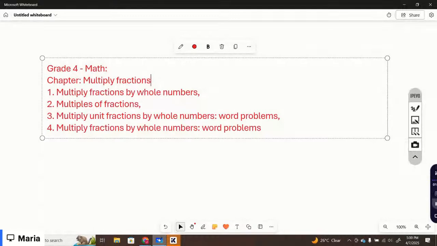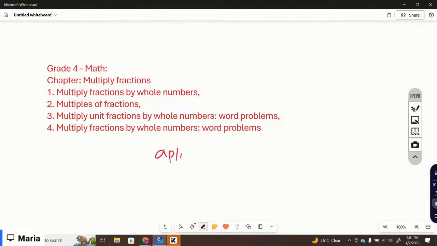We are here for grade 4 math. You can find all the lessons on aplusstudents.com. You have to log in there using your email address and password, which is provided by the administrator. Then you have to select math from the subject tab.